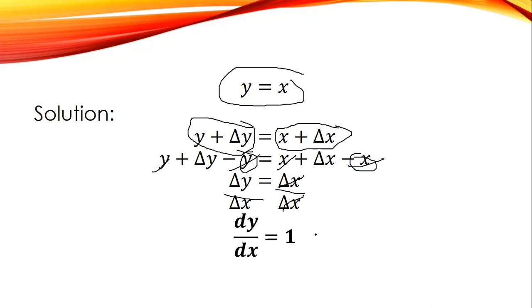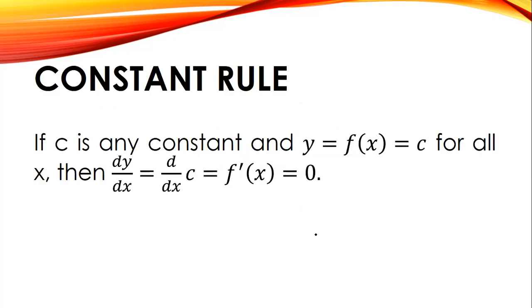So this time, for the differentiation method, I will be teaching you kung paano natin mas makukuha yung derivative in an easier way. So we have different rules. The first one is the constant rule. If c is any constant and y is equal to f of x and is equal to c, again, yung c natin is constant. So it could be a number or any variable which is constant. For all x, then dy over dx is equal to d over dx c, or the derivative of c is equal to f prime of x is equal to 0.